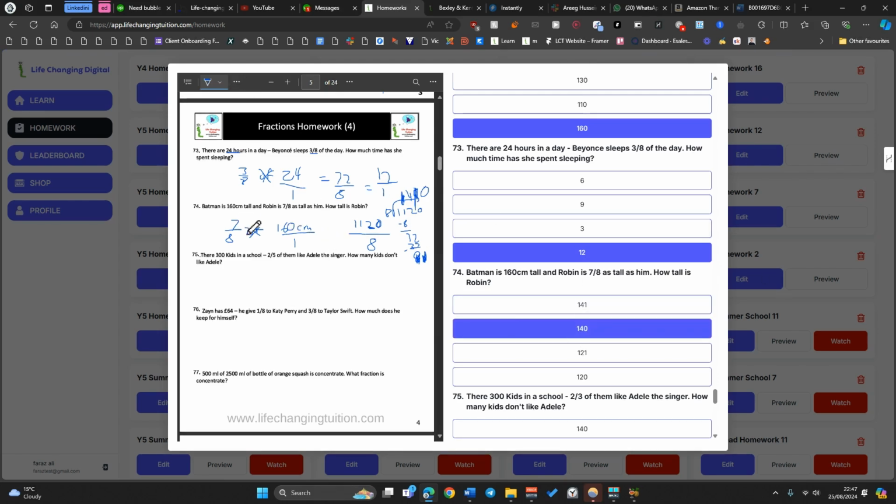Basically, as long as you do the times right, 7 times 160, you'll get 1120. And then if you divide 1120 by 8 correctly, you'll get 140, and that's your answer here.